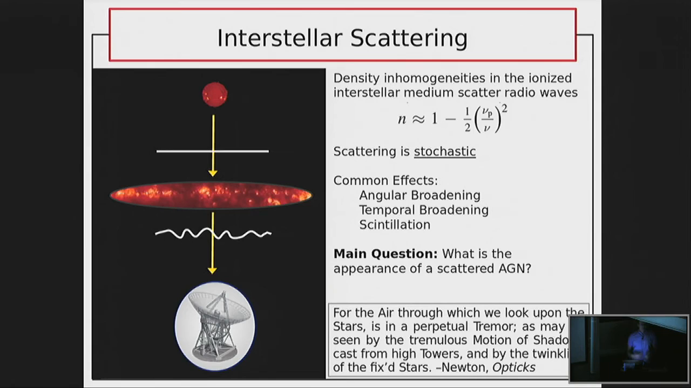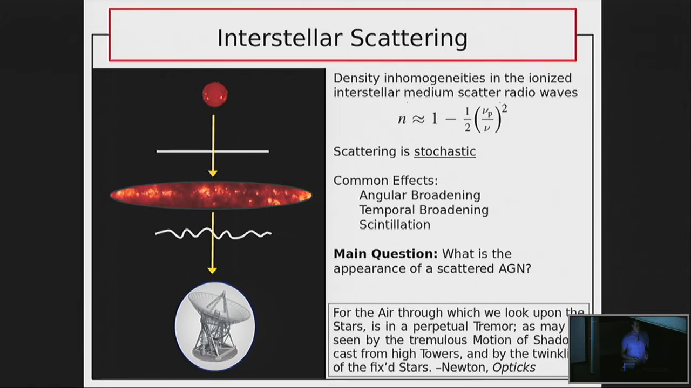Another is that if you have something sending pulses of emission from behind, those pulses get broadened. This happens for things like pulsars. The third is scintillation. If you look at a source behind the scattering material, it twinkles. You're probably all familiar with the idea that if you go out and look at the night sky, stars are twinkling. This is because of propagation in the atmosphere. What you might not be familiar with is that the first person who correctly identified this as a propagation effect was Isaac Newton.